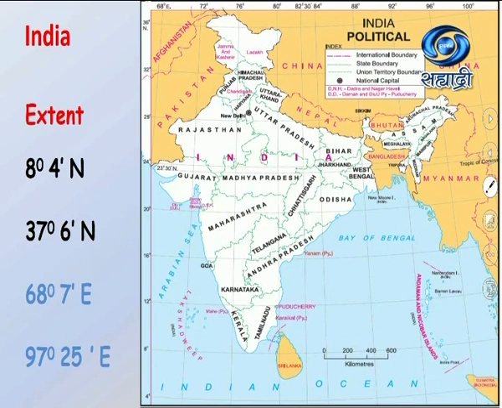Now let's see which are the countries neighboring India. To the west we find Pakistan. To the northwest we find Afghanistan. Some part of it is sharing with it. To the north we find China, Nepal and Bhutan. And to the east we find Myanmar and Bangladesh. So these are the countries which share their boundaries with India in the north, in the west and in the east. To the south we find the Sri Lankan island, but it does not share its boundary with India.